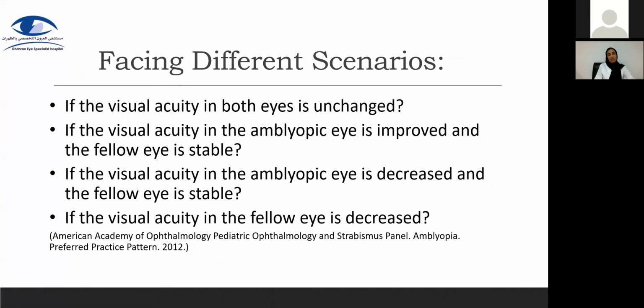If the vision drops after this in the amblyopic eye, then I would taper it even more; I will space out the tapering. So I will start with, for example, 4 hours for 2 months, 2 hours for 2 months, every other day for 2 months, and then I would ask him to cease the patching for 1 month and come back to me again.